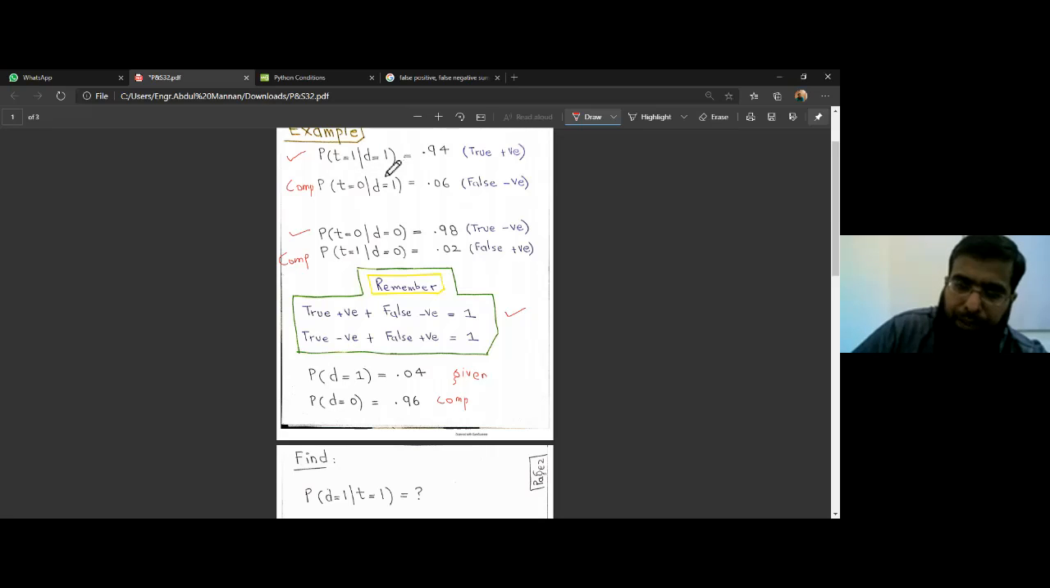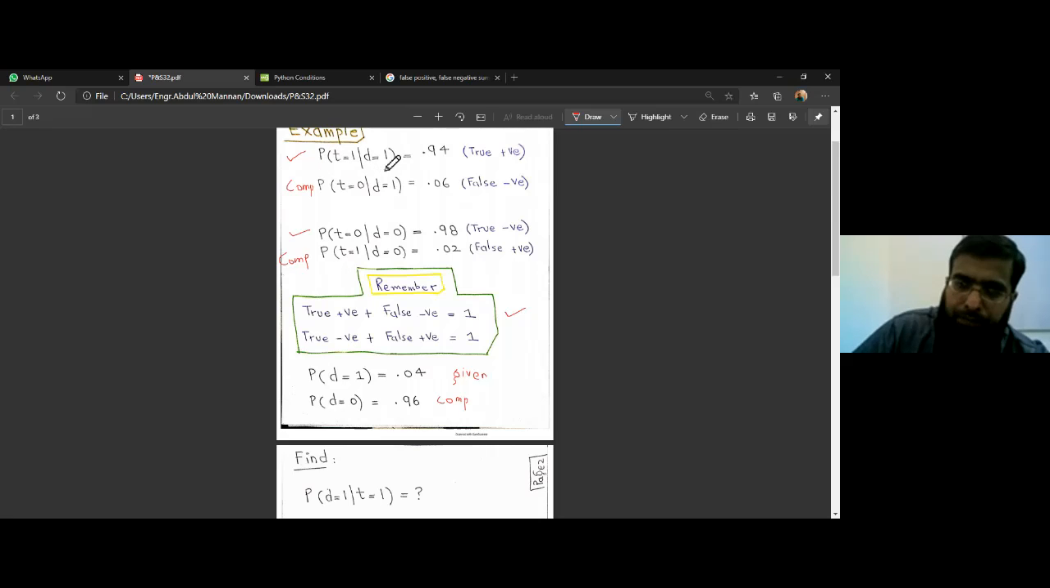But what we are being asked is the reverse probability: D is equal to 1 given T is equal to 1. Given that the test detects it, what's the probability that the disease is actually there? So you can find out the difference between these two terms easily.